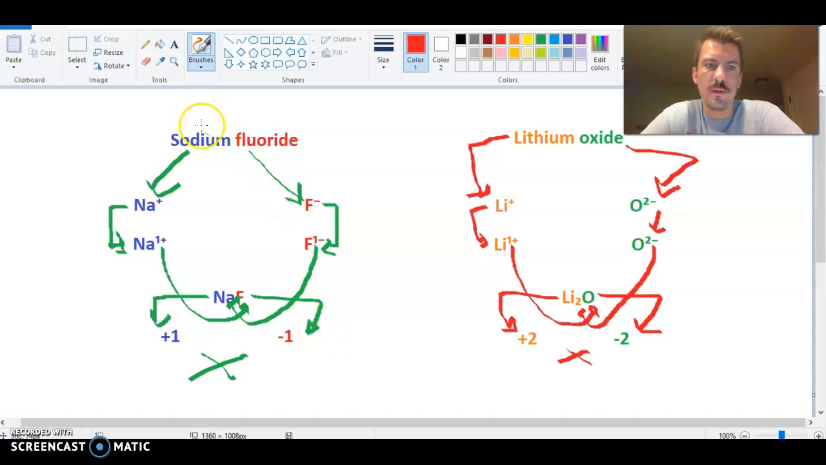So, to review, sodium fluoride is written as NaF because sodium has a +1 charge and fluoride has a -1 charge. Lithium oxide is written as Li2O because lithium has a +1 charge, so we need to have 2 of them to cancel out the -2 charge on our oxide ion.